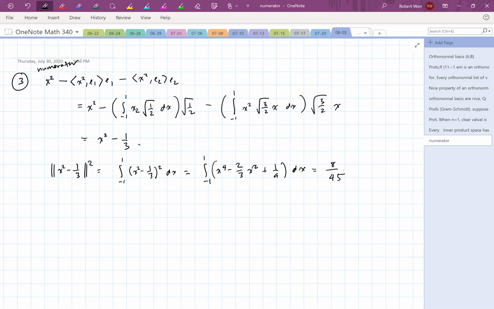You get a denominator of 5 when you take the integral of x to the 4th. You get an additional 3 on the x squared term, so you get a denominator of 9. You also have a denominator of 9 on the 1/9 term. So you get a denominator of 45. Right, so this means that the norm of this vector is the square root of 8 over 45. So you need to divide this vector by its norm. So it's the square root of 45 over 8, times x squared minus 1/3.